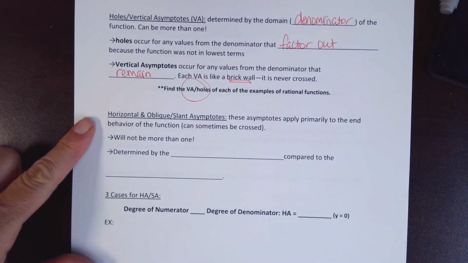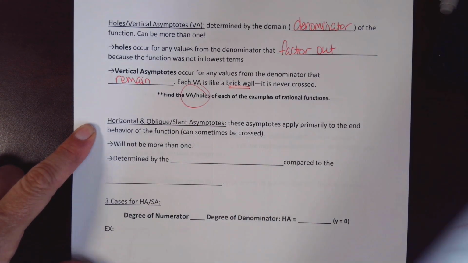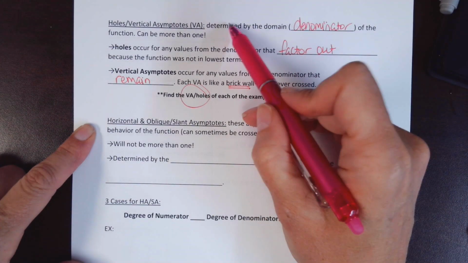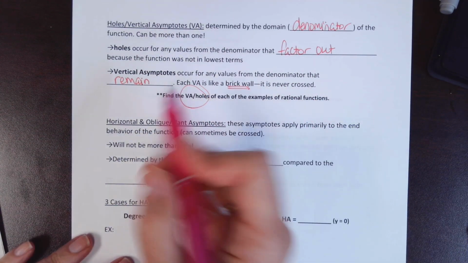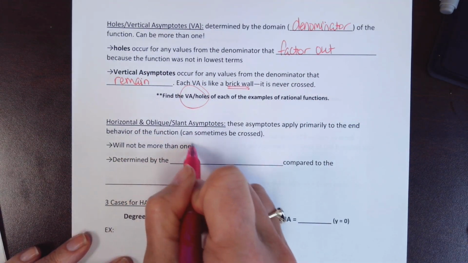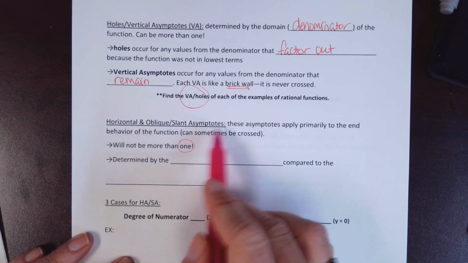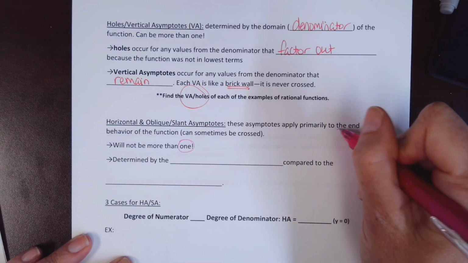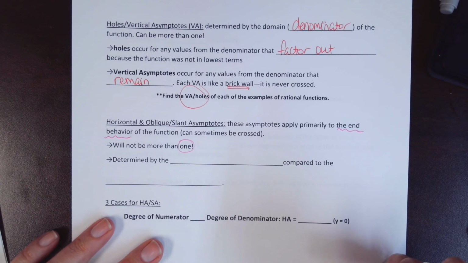Okay, what about horizontal and oblique or slant asymptotes? Well, we did those in pink. I outlined those in pink for us on our graph. Vertical asymptotes, I can have as many as I want. Horizontal or slant asymptotes, there will only be one. Only one of those. One or the other, either horizontal or slant. Because these asymptotes apply to the end behavior. They determine where our function is moving to at the end.